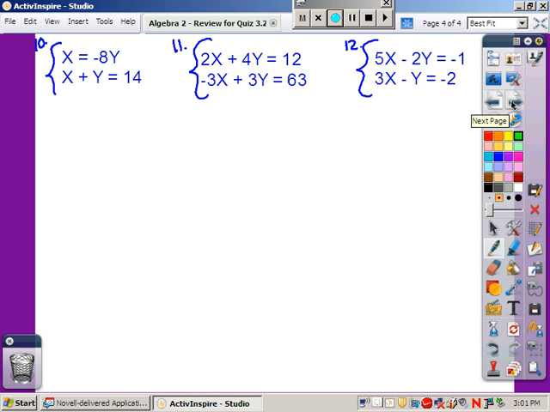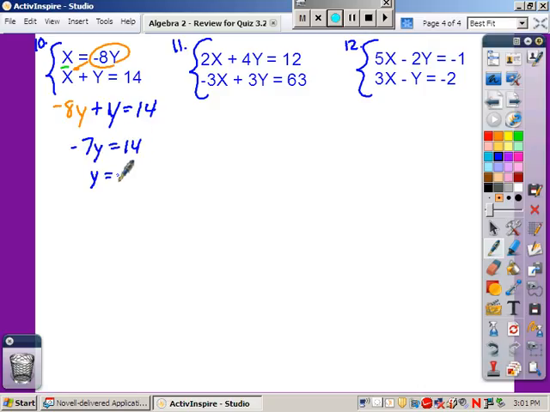Okay, last 3 here, 75% done. All right, looking at number 10, I see an x by itself right there. That tells me substitution. So where x is, I'm going to put a -8y. So really, I'm taking this and putting it in where the x is. I got -8y, then plus y equals 14. Combine like terms, I got -7y equals 14, and I got y equals -2.